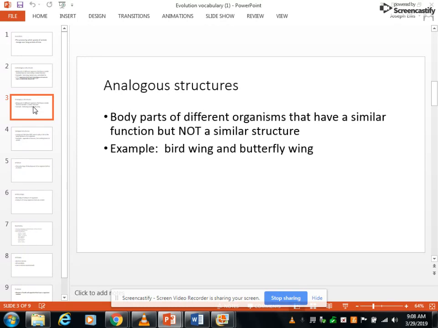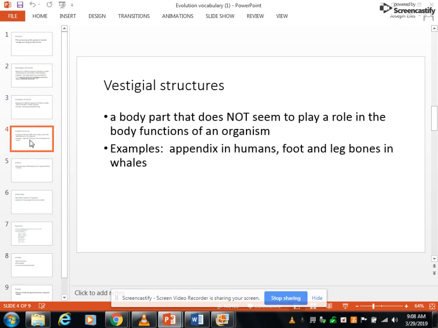Because bird wings and butterfly wings make the bird and the butterfly fly. But as far as I know, a bird's wings are made out of bones and feathers, and a butterfly's wings are made out of, I don't even know what it's made out of. It's just going to fall apart when you touch it. So that's what analogous is. You've got the difference between analogous and homologous.